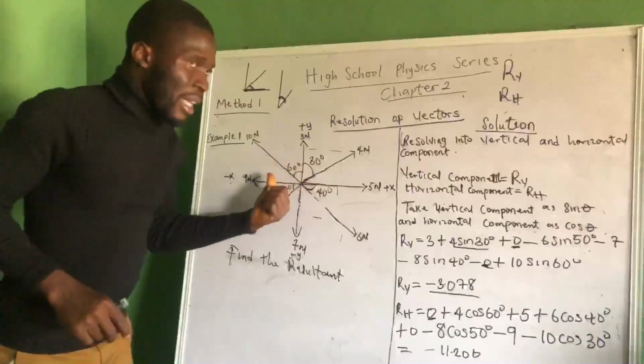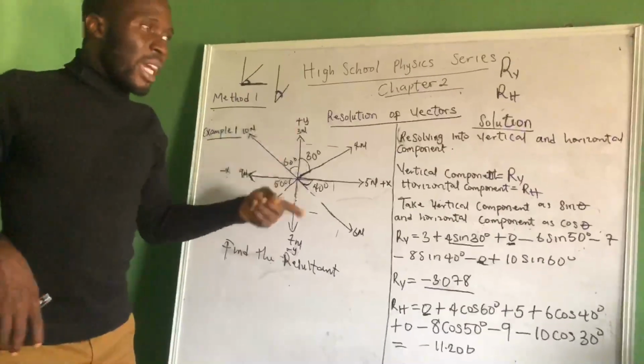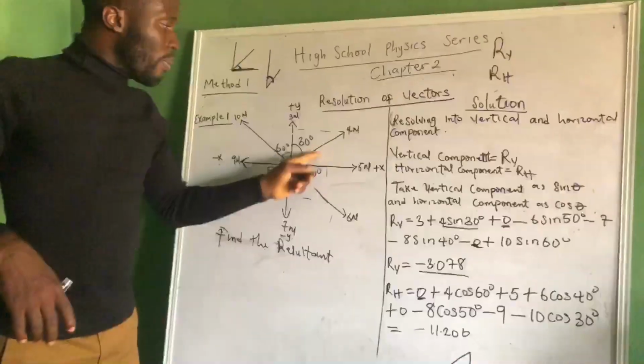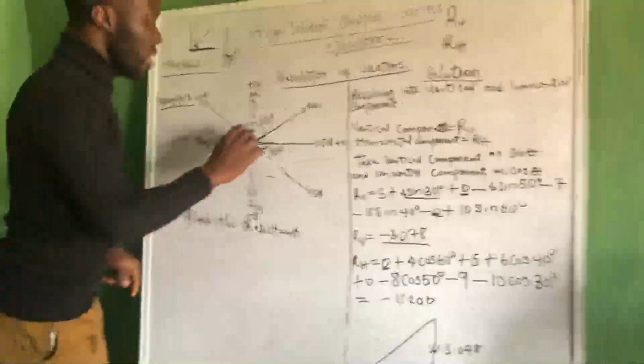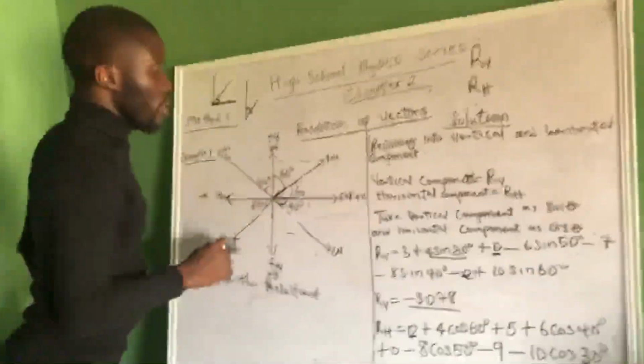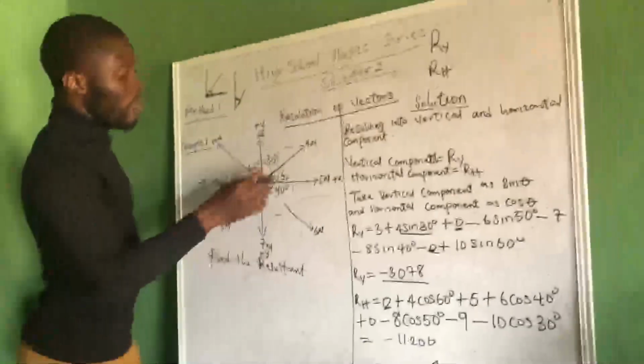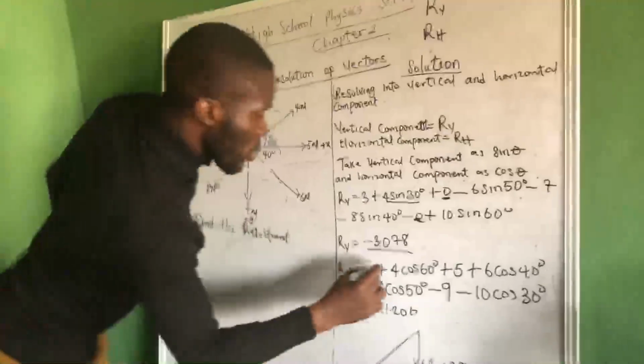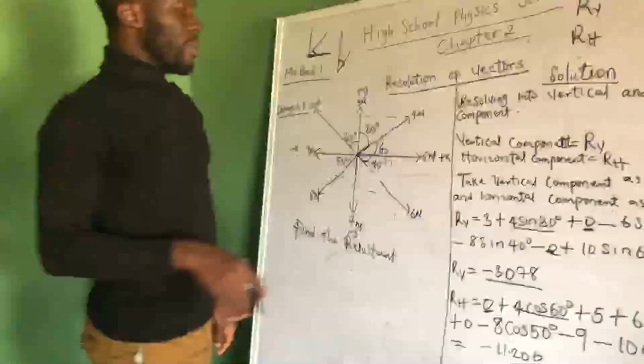Now followed by 4. Our angle is inclined to the vertical, and we are resolving along the horizontal component. So this whole place is 90. 90 minus 30, that's 60. And we are using cos for the horizontal component. That will be 4 cos 60. So we have 4 cos 60 degree.